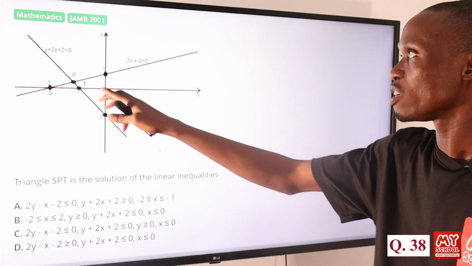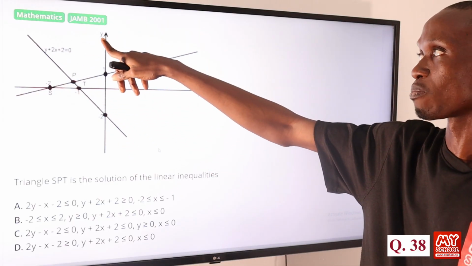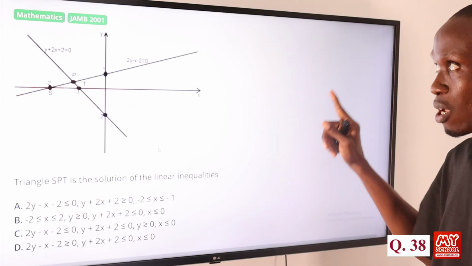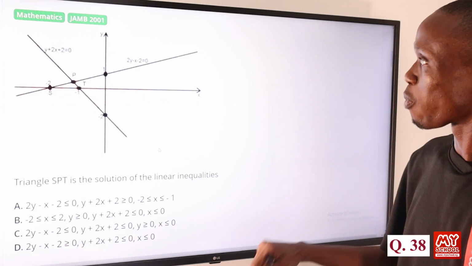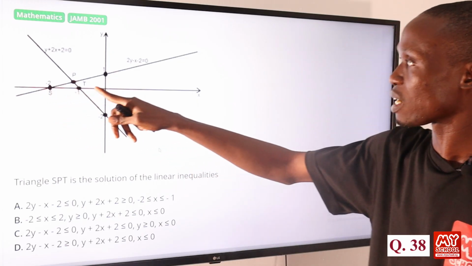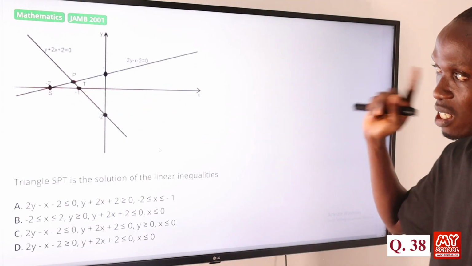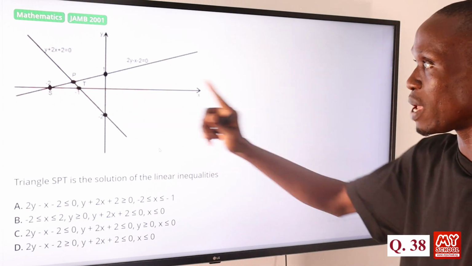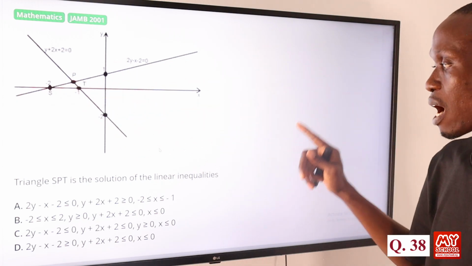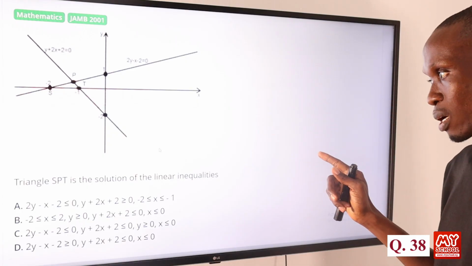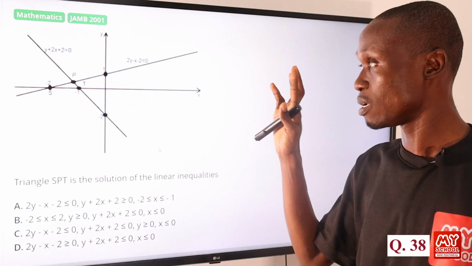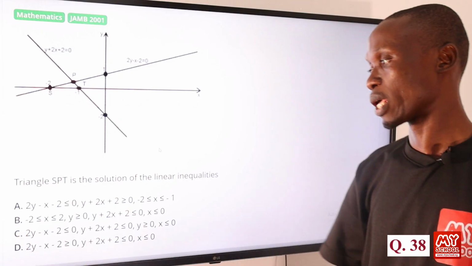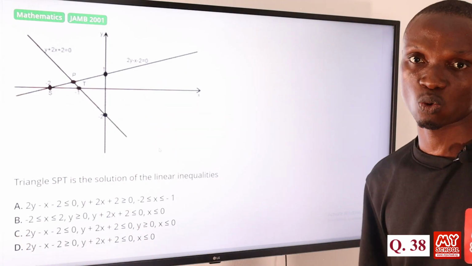Now if you look at this line, it's on the positive side of y. So what that means is that y is greater than or equal to 0. But if you check this other line, you'll find out that we are having it on the negative side of y. So that makes x less than or equal to 0. Okay, so from all I've said so far, the option that corresponds with what I've said is option C. So that makes option C the correct answer to this question.